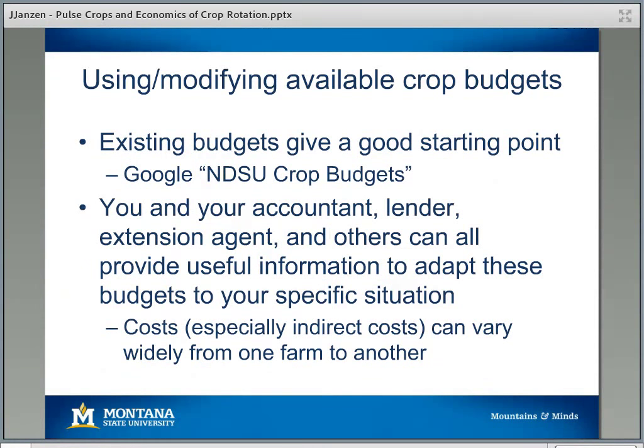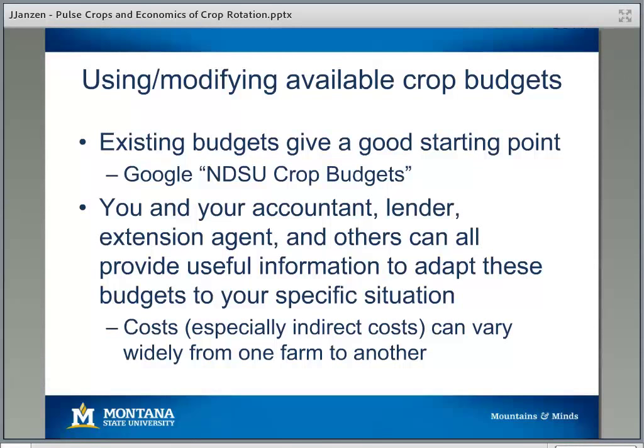Okay, so a good starting point here is to use crop budgets that have been developed in as similar a context as the one that you're in, and start with that as an estimate. And then you, your accountant, your lender, your extension agent, and others can help provide useful information that adjusts those revenue and cost estimates to your specific situation.